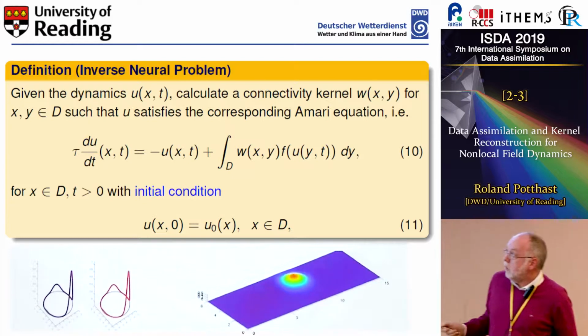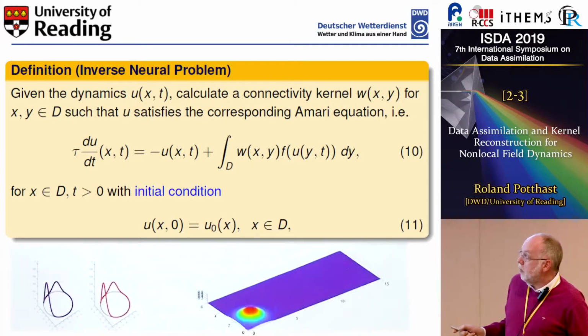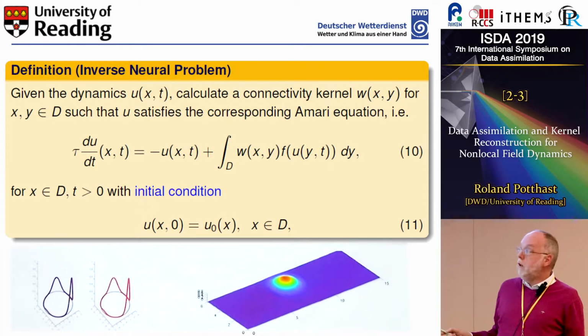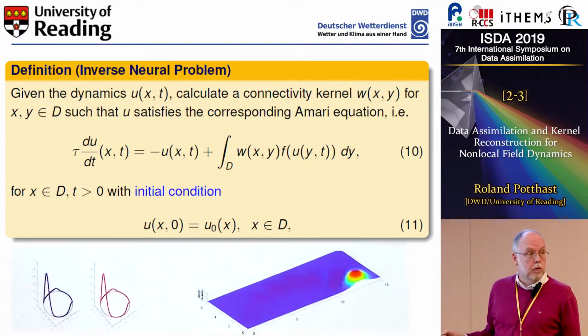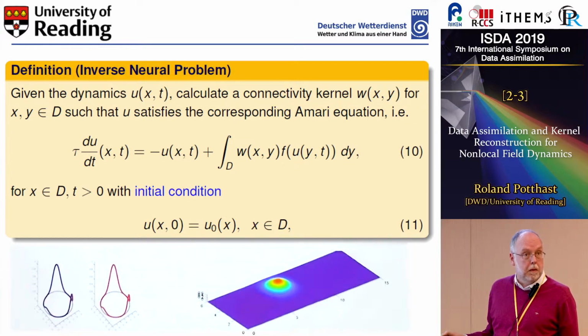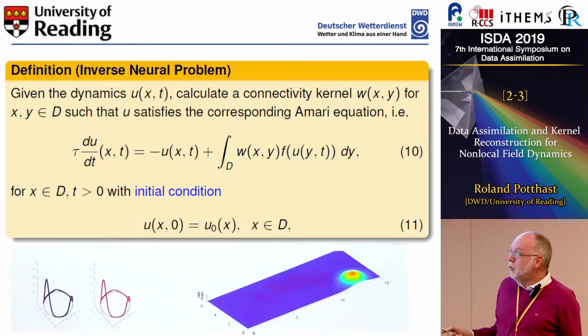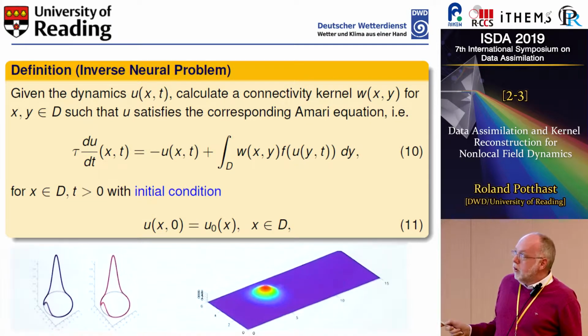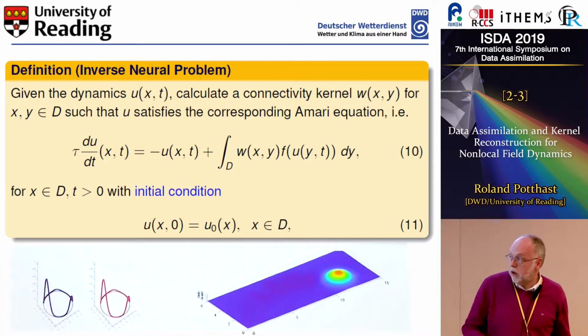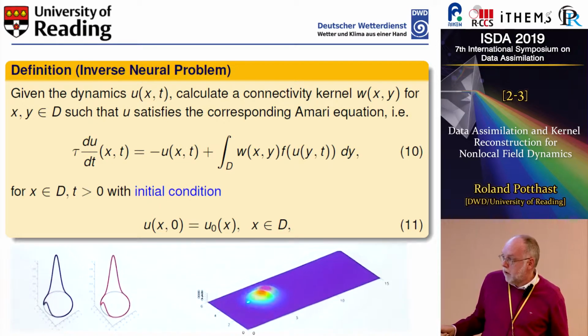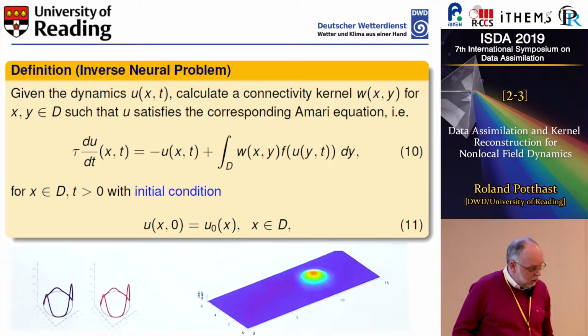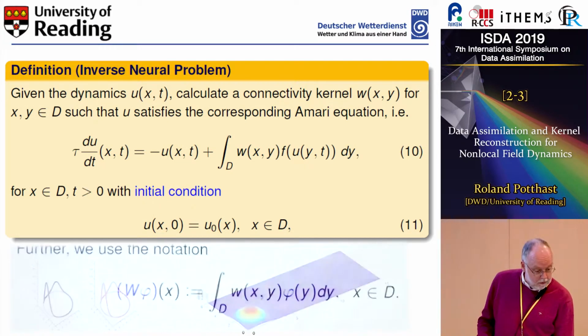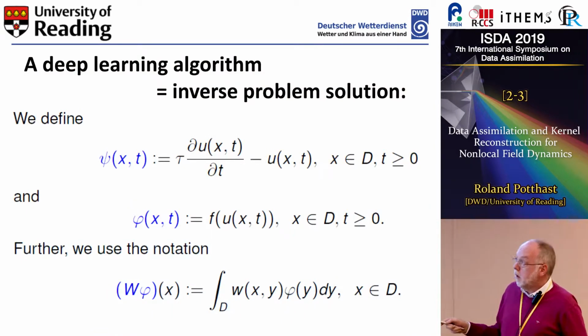So here's my Amari equation again. And now I assume that we know the U over time. So for all times and all points in space, I have calculated the U. And now I want to learn the kernel. And how do I do this? Here are my 2 examples. Here's a pulse going through. Here's my oscillator. You can do the following.